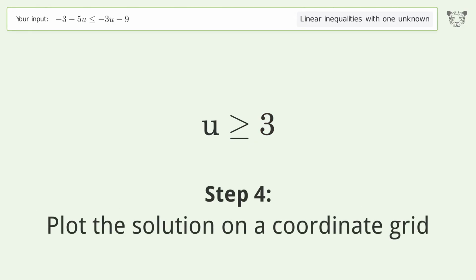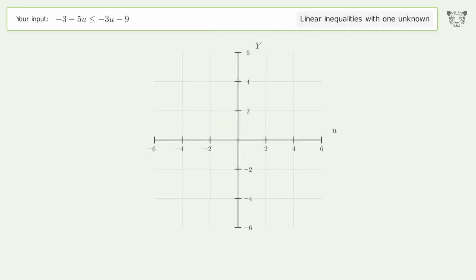Plot the solution on a coordinate grid. And so the final result is u equal or greater than 3.